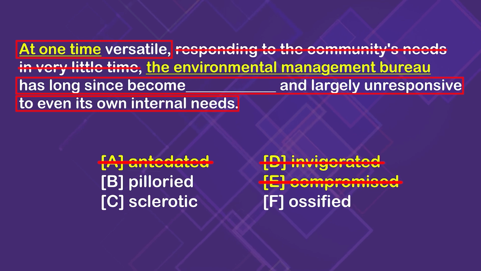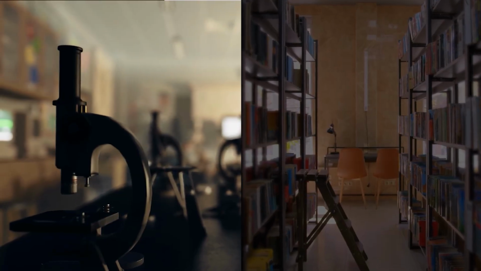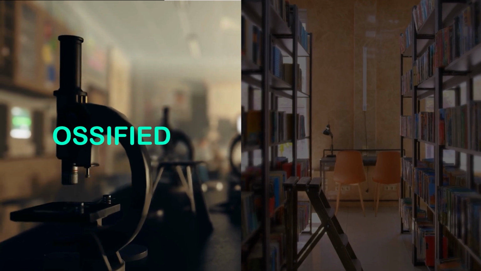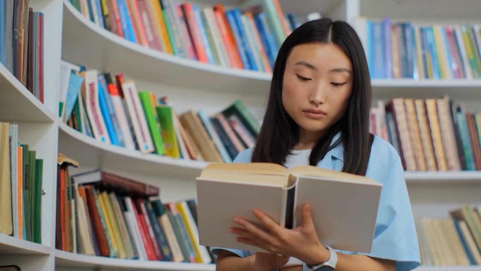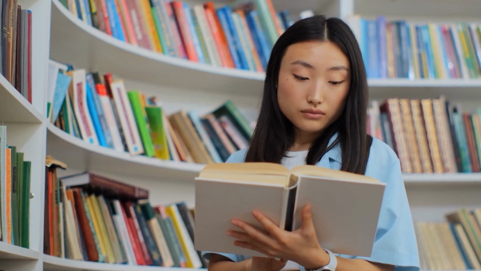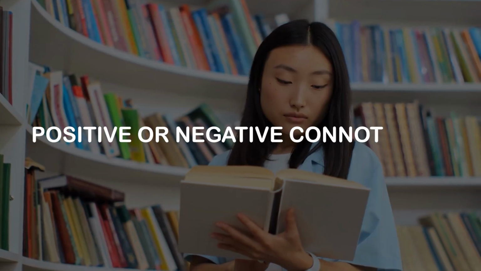We have to eliminate one more, and these are really tough. Maybe you happen to recall encountering ossified in a science class or pilloried in a literature class. Remembering the context you've heard these words in can be helpful, even if it's only to help determine whether they have a positive or negative connotation. If you're truly just making a guess at this point, that's totally fine. Make that guess quickly and move on to the next question. Timing, of course, is always of the essence on this test.